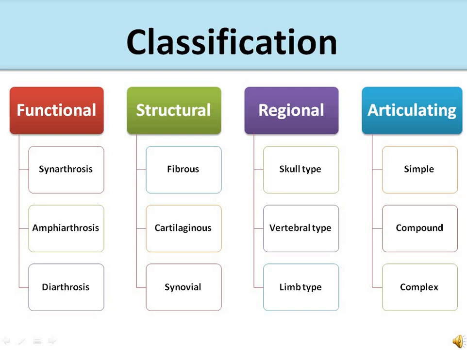Regional classification is done on the basis of the location where these joints are present, and it could be further classified into skull type, vertebral type, and the limb type. And finally, we have the articulating classification, which is based on the number of the articulating bones. So in this we have the simple joint, compound joint, and the complex joint. So next we are going to discuss this classification in detail.